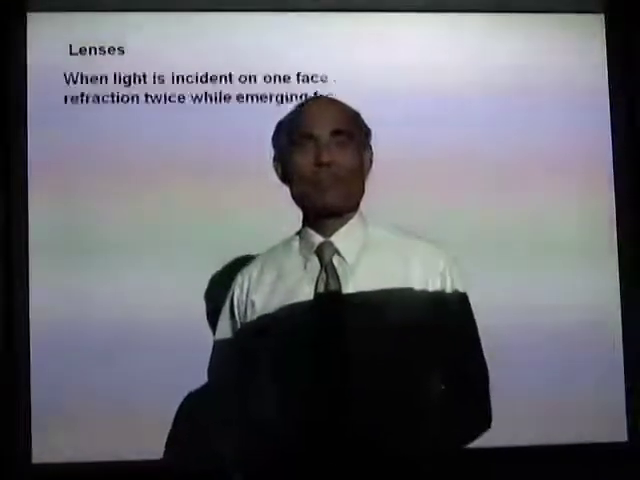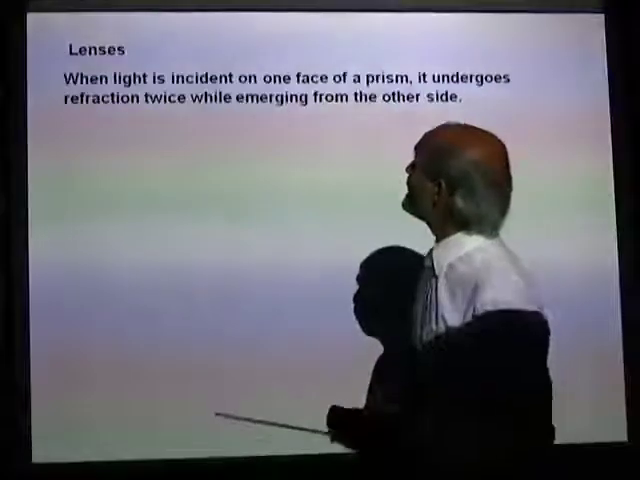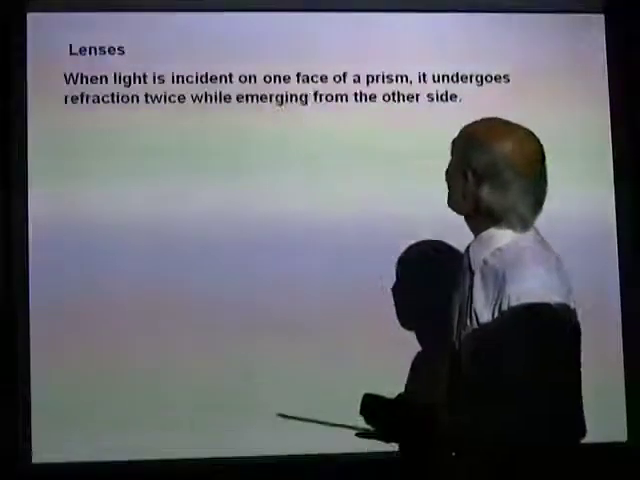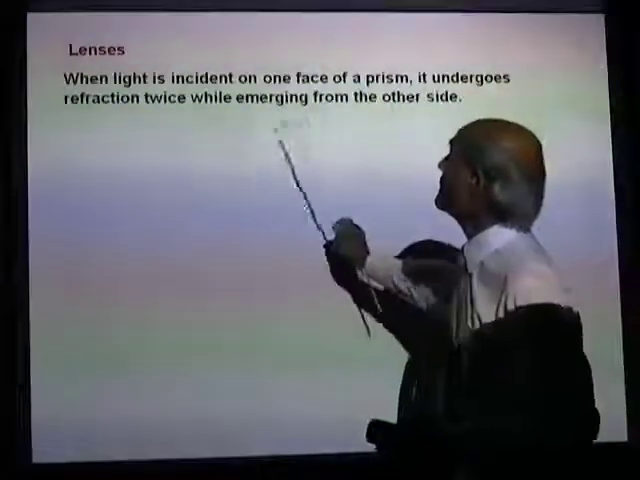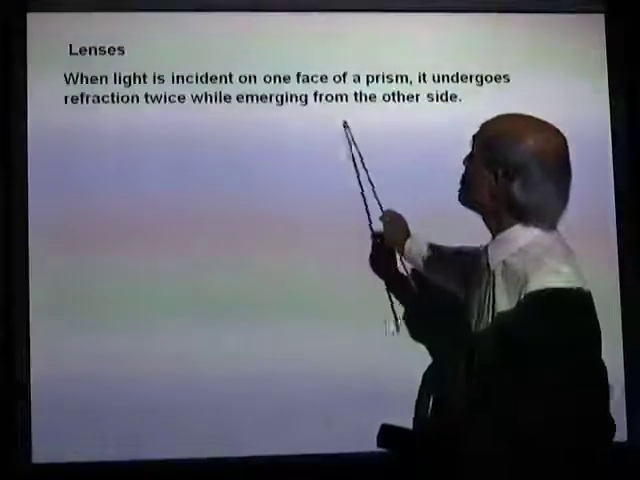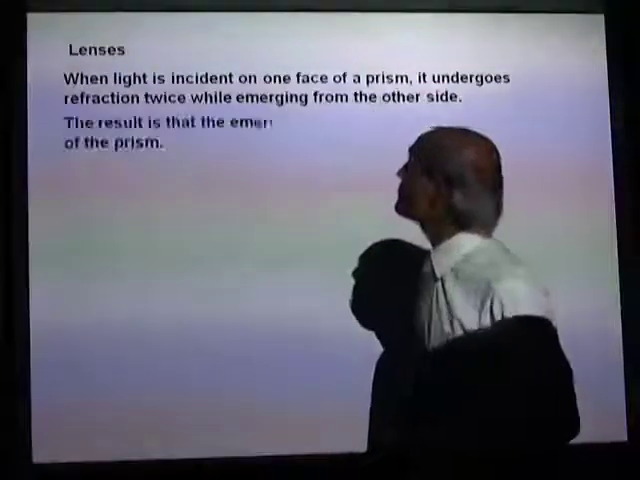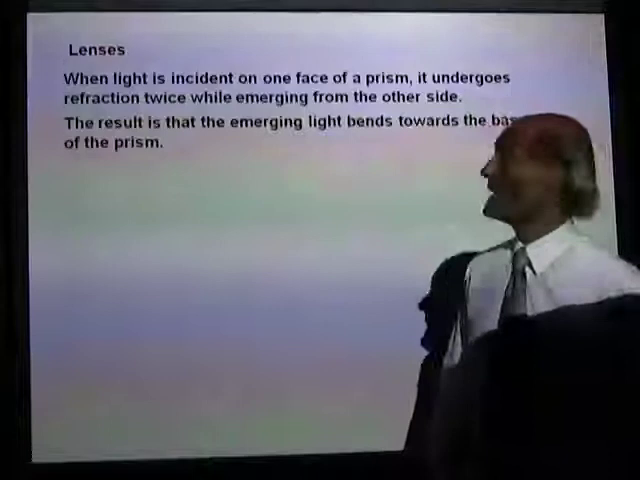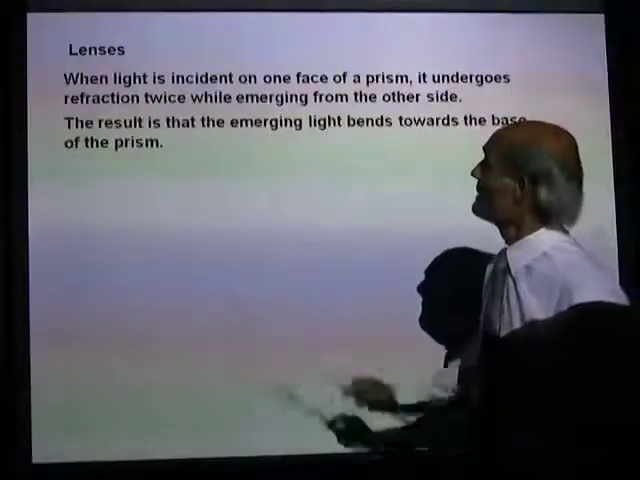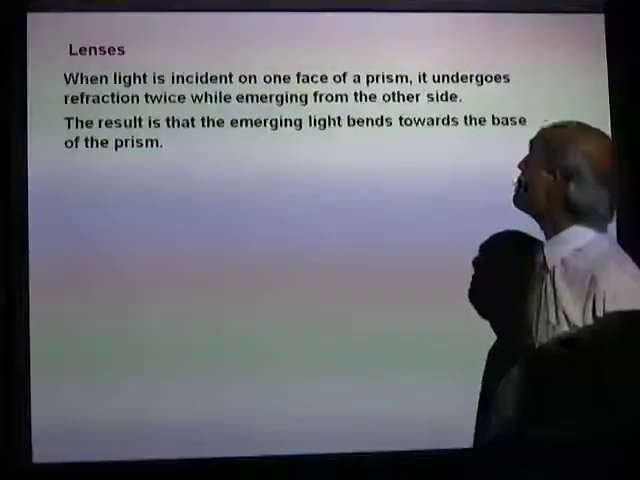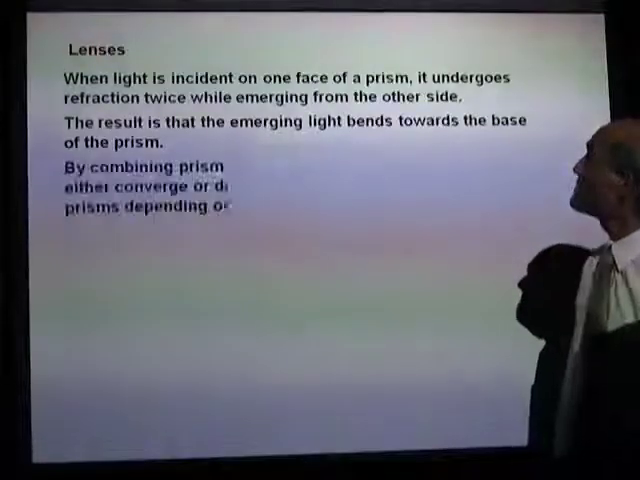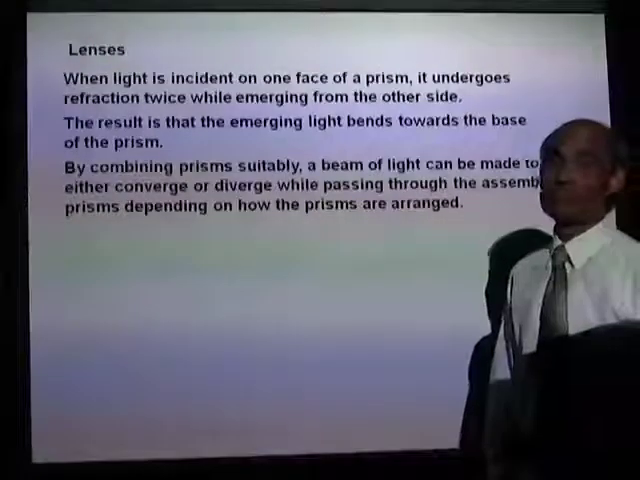Well, now let's look at lenses. When light is incident on one face of a prism, it undergoes refraction twice while emerging from the other side. Now, how does that happen? The result is that the emerging light bends towards the base of the prism.